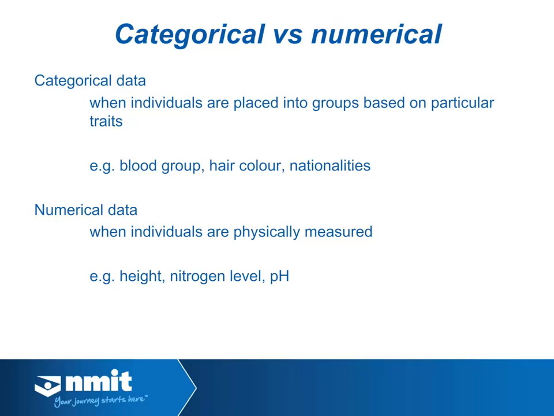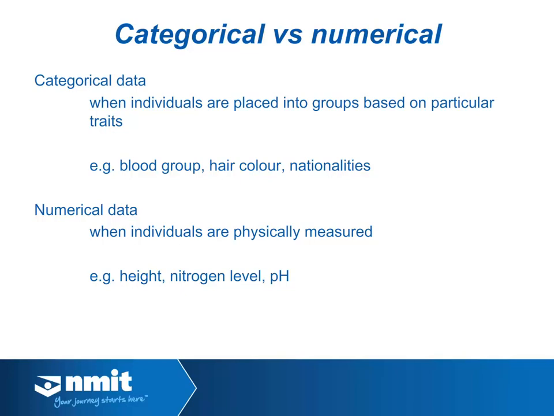So we have categorical variables, which are the qualitative variables, and we have numerical variables, also known as quantitative variables. Categorical variables and data derived from categorical variables occur when individuals are placed into groups based on particular traits, and these are generally traits that we assign ourselves, sort of overlaying on their biological status. So for example, blood group is a classic categorical variable.